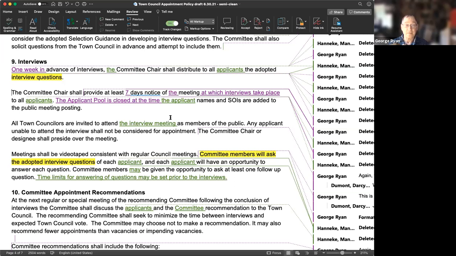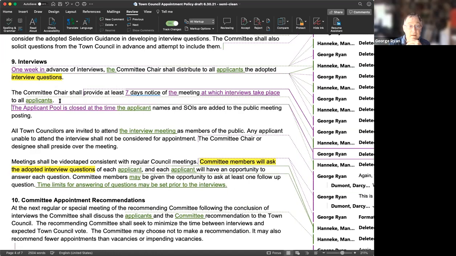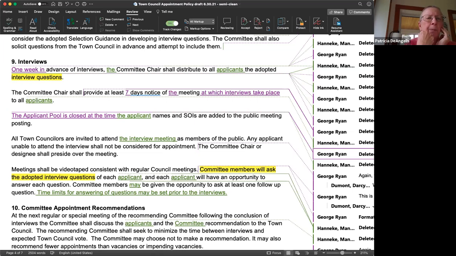We obviously want them to notify people at some reasonable time in advance of when the meeting is going to take place. And we want them to know when the pool is closed. We want everyone to know. Pool being closed is a separate thing. Exactly. Take it out and move it down one. Yeah, just make it separate, because that happens no matter what we decide on the thing above. Yeah. Right.